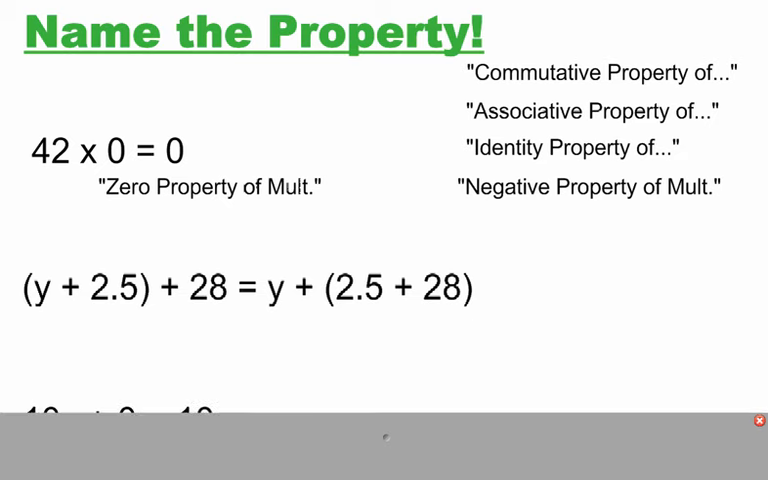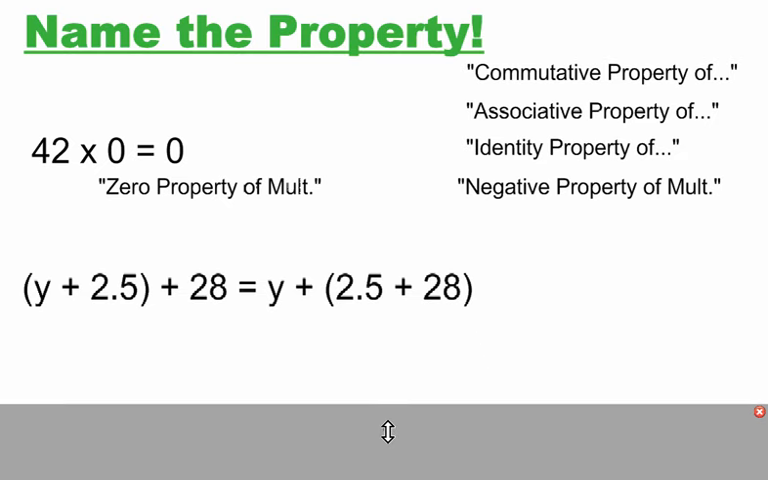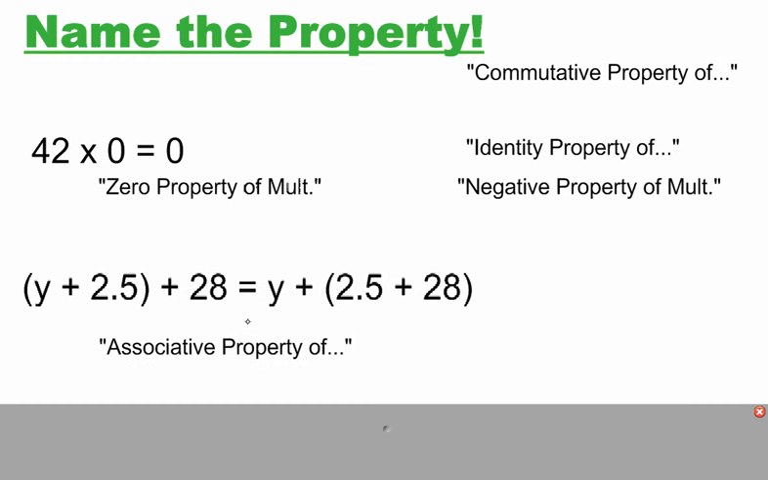All right, how about this one? We have lots of parentheses. The order stayed the same, but we grouped them differently. So think about grouping. You group yourself with someone. You associate yourself with someone. That would be the associative property of, is it addition or multiplication? This one would be addition. Make sure you have that so we know what you're talking about.